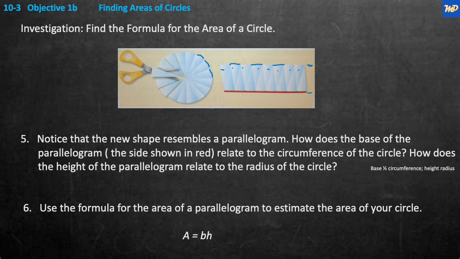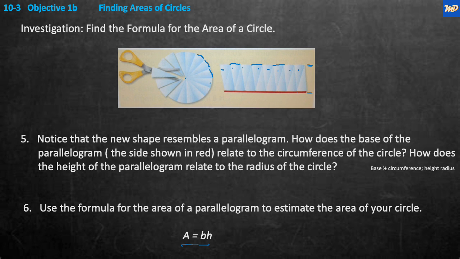So here it is. The height goes from the tip to the circumference. It's the radius of the circle. So that's what they're asking. How does the side with the red relate to the circle? How does the height of the parallelogram relate to the radius? So the base here is one half the circumference of the circle, and the height is the radius of the circle. So it says use the formula for the area of a parallelogram to estimate the area of your circle. Well, guess what? The formula is area is equal to the base times height.